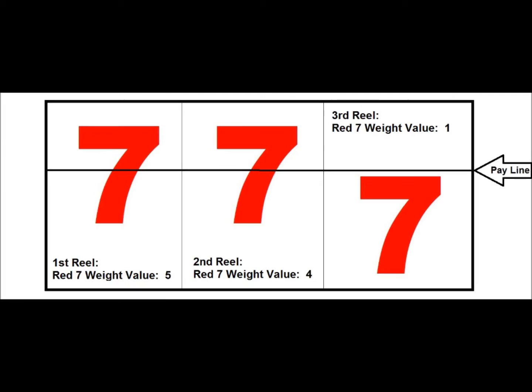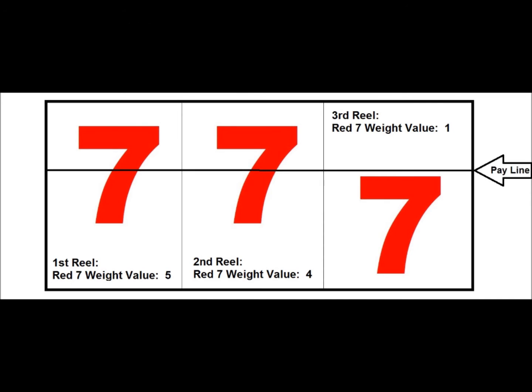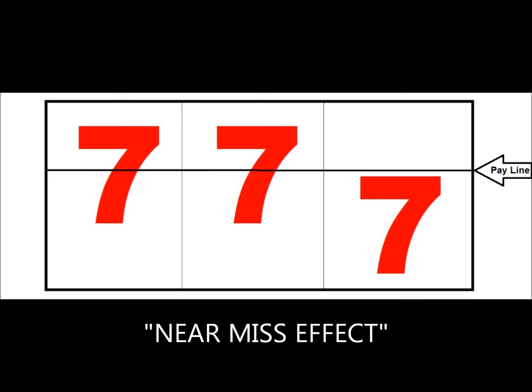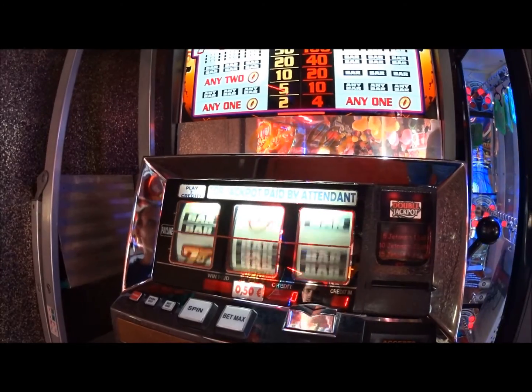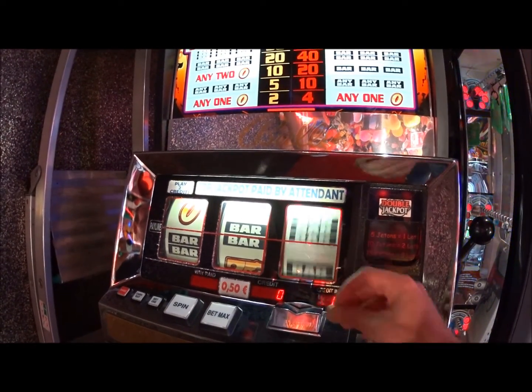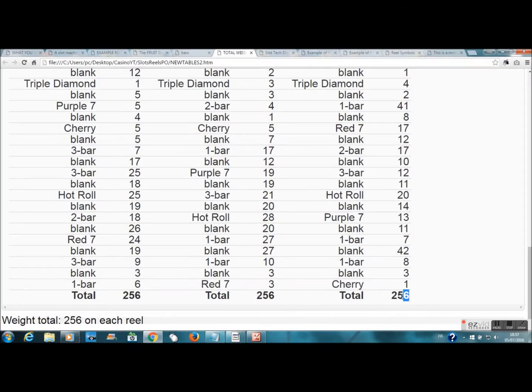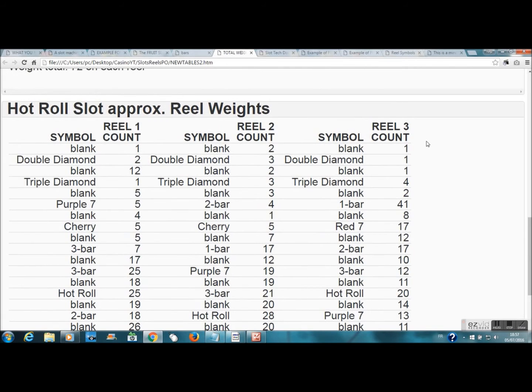As an example, for reel number 1, the red 7 has a weight value of 5, on the second reel it has a weight value of 4, and on the third reel it has a value of only 1. As the red 7 symbol weight is greater on reels 1 and 2, the red 7 symbol will be shown more on these reels than on the third reel. And this will show like a near miss effect: 2 red 7s on the first and second reel, and just below the pay line on the third reel. I have seen such near-miss effects many times when I was working in casinos. This is not a tricky game program, but just the effect of winning symbols' weight value on each reel.